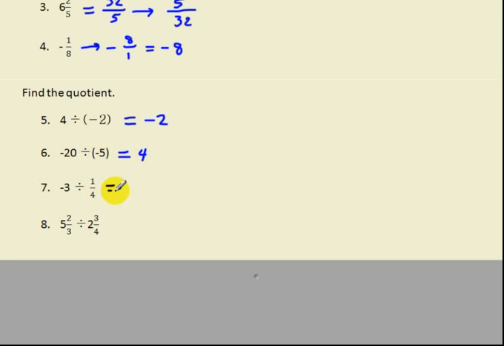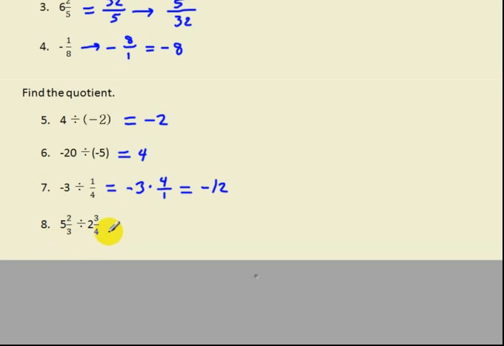Here, we're dividing by a fraction, so you might want to go ahead and use that rule where we can multiply by the multiplicative inverse. So this is going to be equal to negative 3 times, and then instead of 1 over 4, 4 over 1, which of course is just 4, and negative 3 times 4 is negative 12. Okay, so negative times a positive gives us a negative.